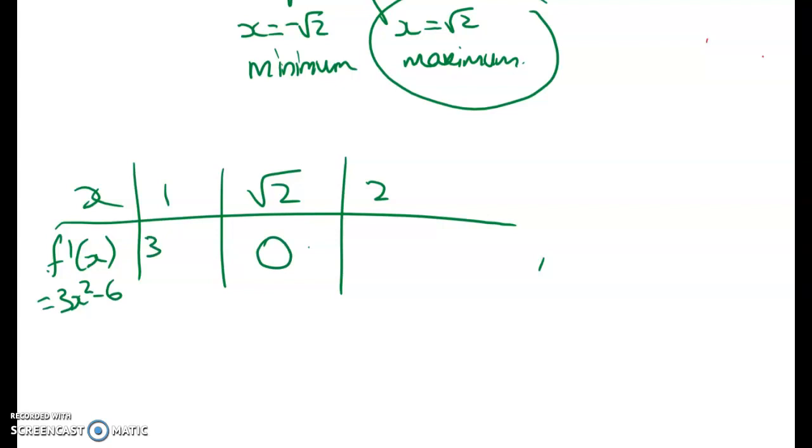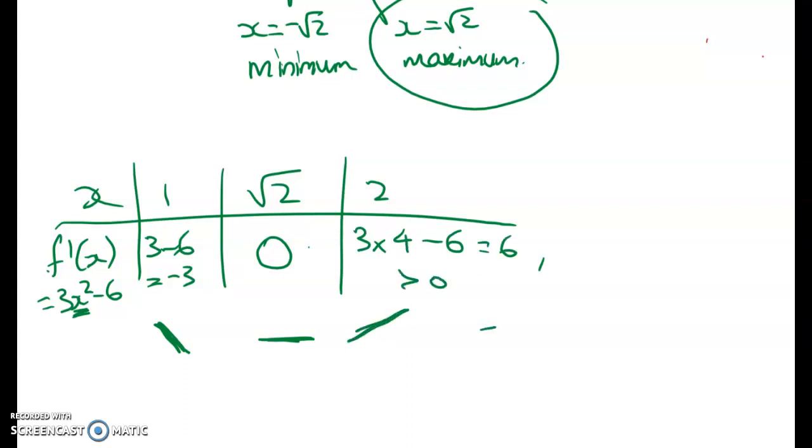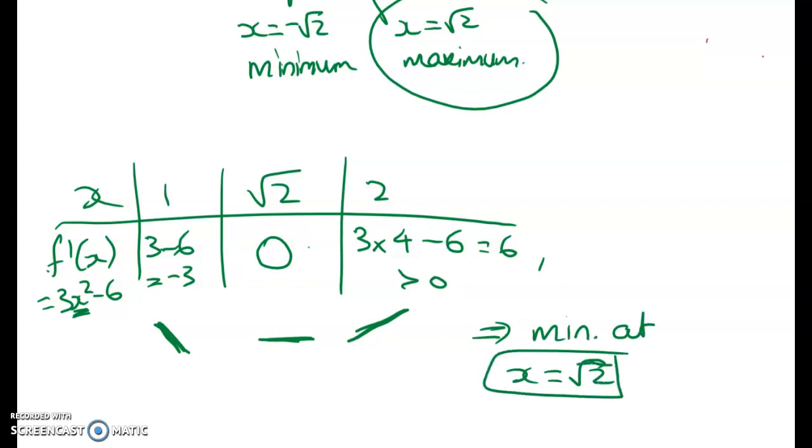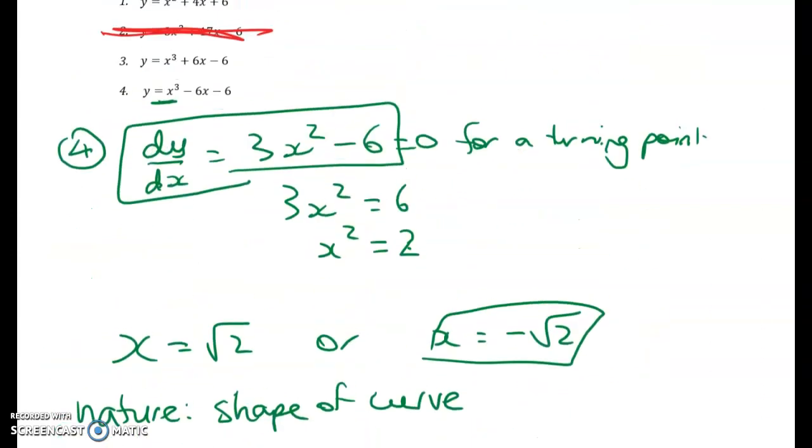So here it's going to be 3 times 1 minus 6, which gives me negative 3. So we've got negative here, we've got 0 here, and then at 2, we're going to have 3 times 2 squared, which is 4, take away 6, which gives me 6. So we have got a minimum at x equals root 2. But hopefully you've noticed there's something I've forgotten to do. I haven't found the y value. So we need to do that.